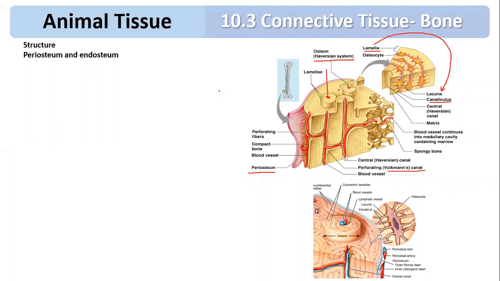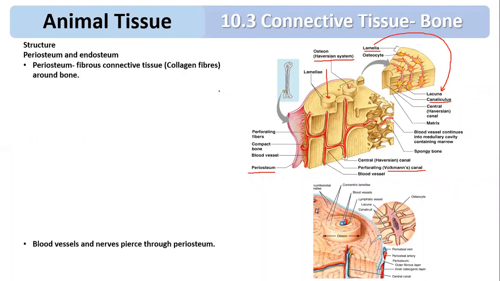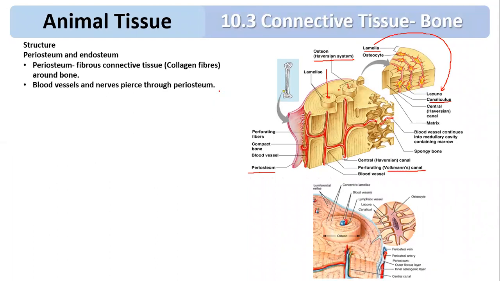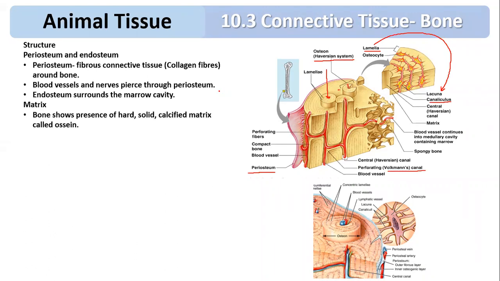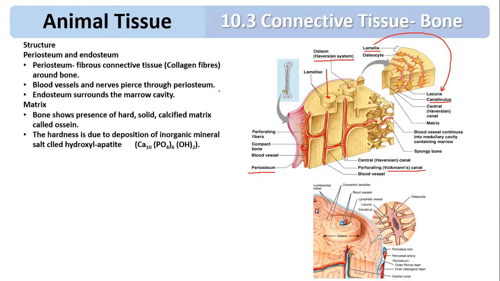So the periosteum and endosteum. Periosteum is fibrous connective tissue around the bone. Blood vessels and nerves pierce through the periosteum. Endosteum surrounds the bone marrow cavity, right? Then the matrix. The bone shows the presence of hard, solid, calcified matrix called ossein, right? The hardness is because of deposition of an inorganic mineral called hydroxyapatite, which is a derivative of calcium phosphate, right?